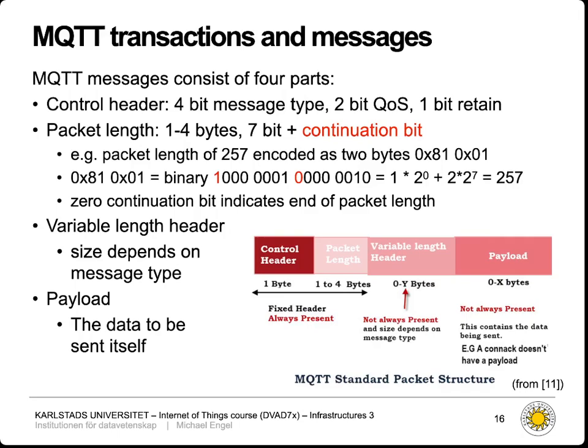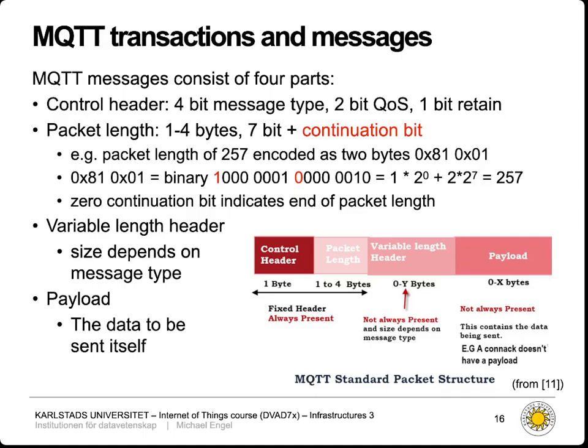The first is a message type, which is a 4-bit number, so we can have 16 different message types. Then we have our QoS level. We've seen we have 3 different QoS levels, 0, 1, 2. Now for encoding 3 different numbers, we need 2 bits, so we have 2 bits QoS level, and we have 1 bit that's called retain. So retain is an indication to the broker that a topic should be retained.